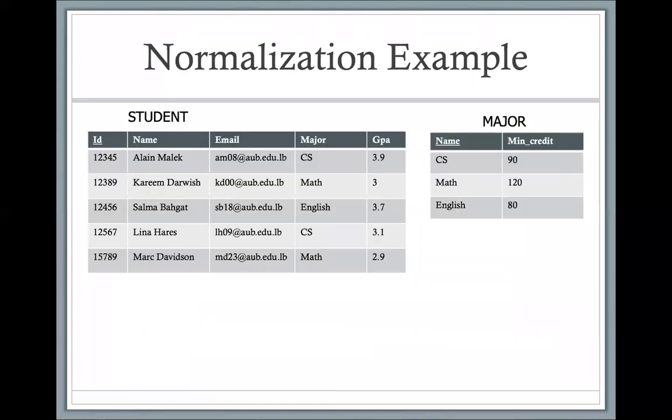So anomalies arise when you have the problem with redundancy, and we'll be able to quantify this, or be able to, given a table, say whether it suffers from redundancy or not, using some algorithmic checks.